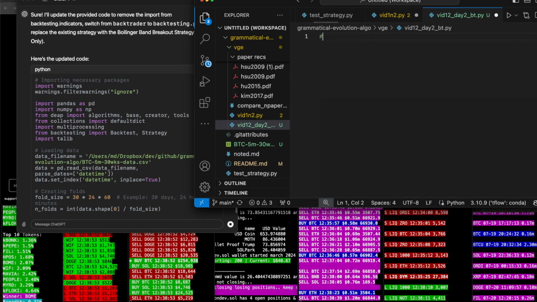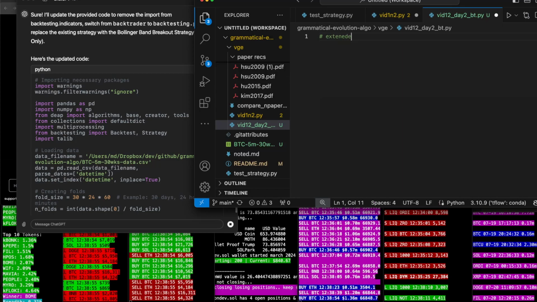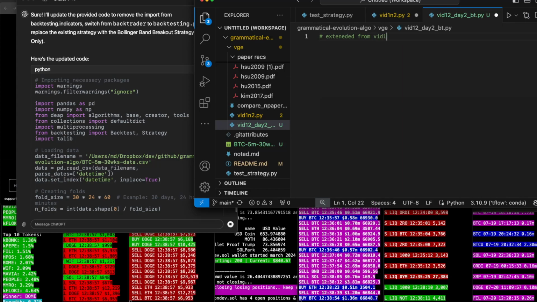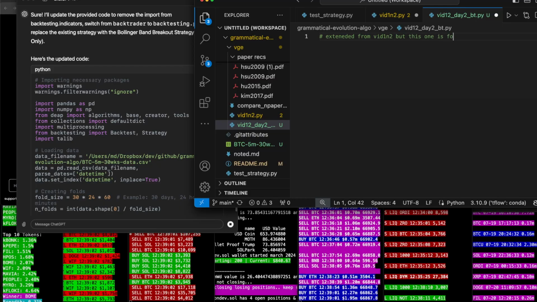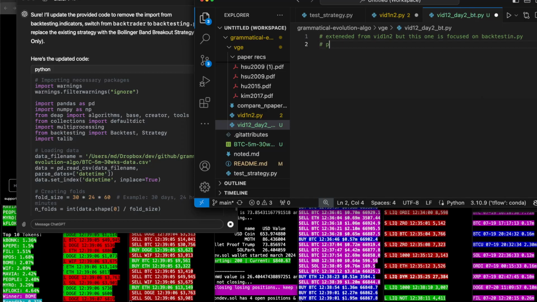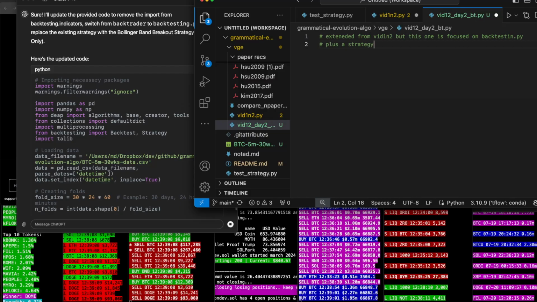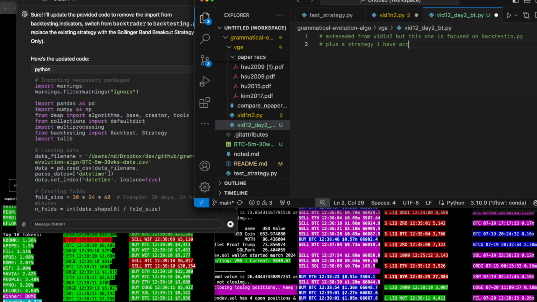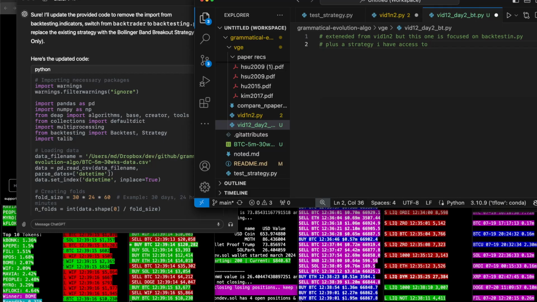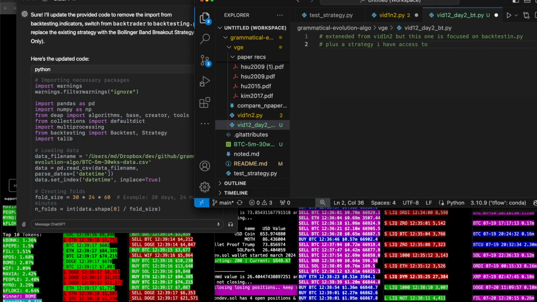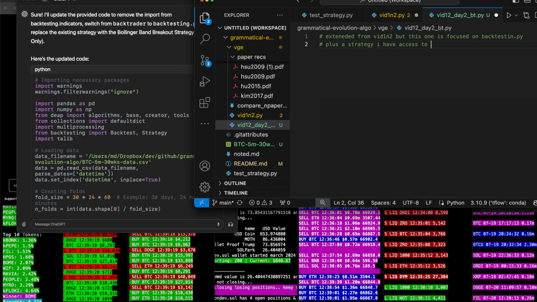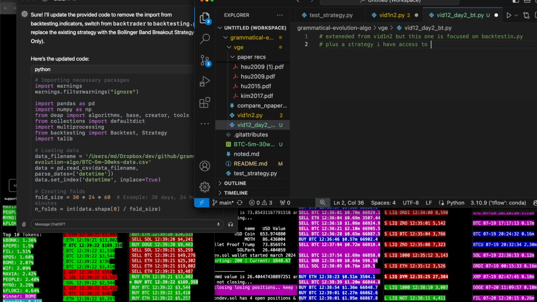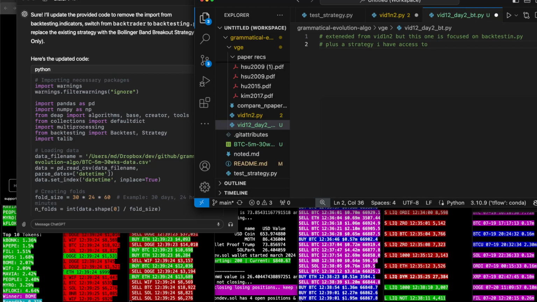So this is extended from vid 1 and 2. But this one is focused on backtesting.py plus a strategy I have access to. I'm sure I can find the other strategy, no worries, but right here, right now, in front of me, I don't have access to it.